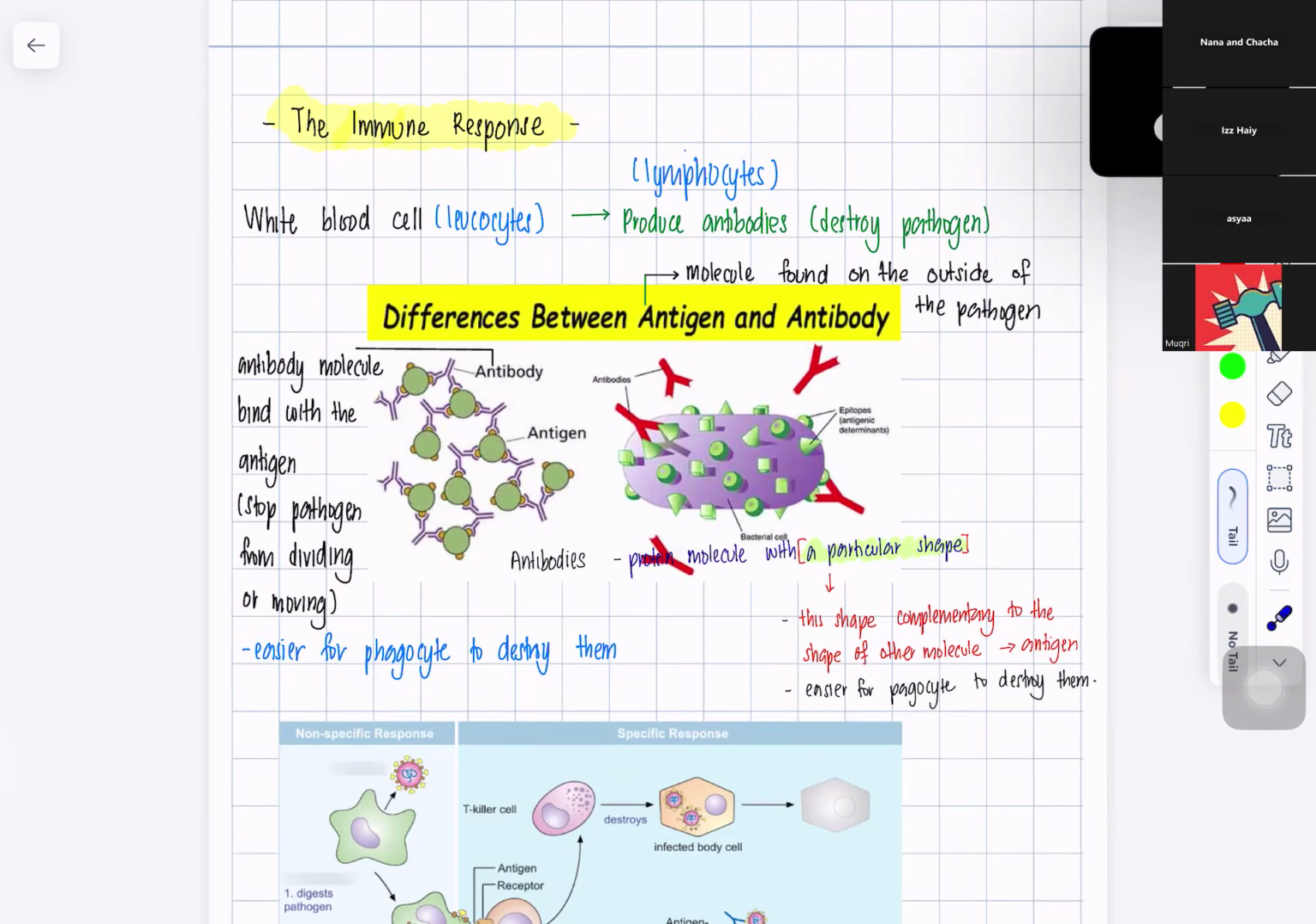Which leukocyte or white blood cell produces antibody? Lymphocyte. What is the function of antibody, Chacha? Antibodies destroy pathogens.